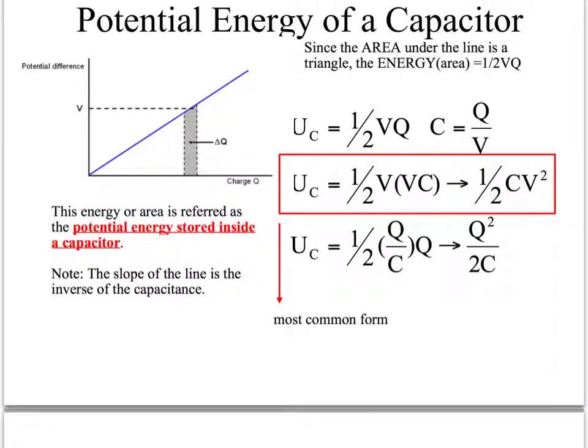Okay. So we can take this energy equation that we just found from this graph, combine it with our capacitance equation, and rearrange to find many different forms of this equation. This one should look familiar to two energy equations that you've already seen. Remember, kinetic energy was 1/2 mass times velocity squared, and elastic potential energy was 1/2 times the spring constant times the distance squared.